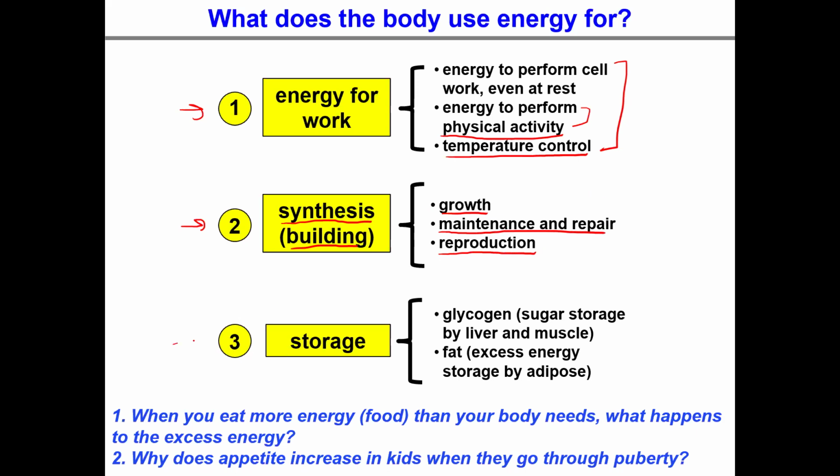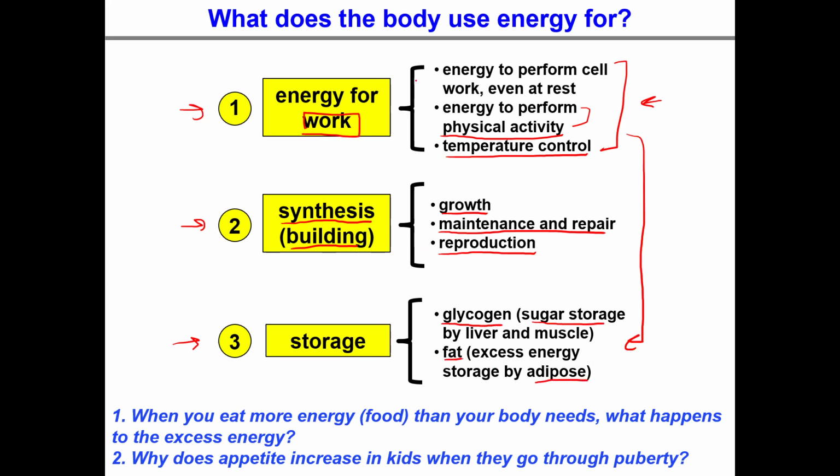Storage is going to be our last one. Now, anytime we have an excess of this, and what I mean by that is if we consume a lot of calories, consume a lot of energy or calorically dense things, and we don't end up using all of it through our work, what's going to happen is if we don't utilize all that energy, we're going to go ahead and store it. And we have two ways of storing that. Glycogen, which is going to be sugar, stored by the liver and muscles, as well as fat, again, stored by adipose tissues.